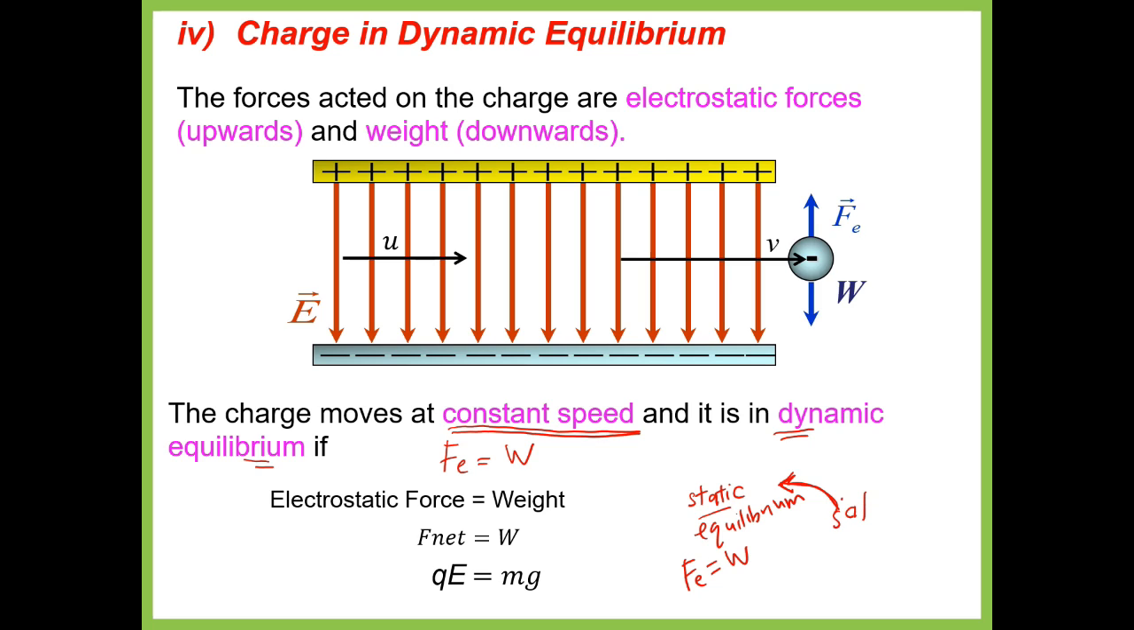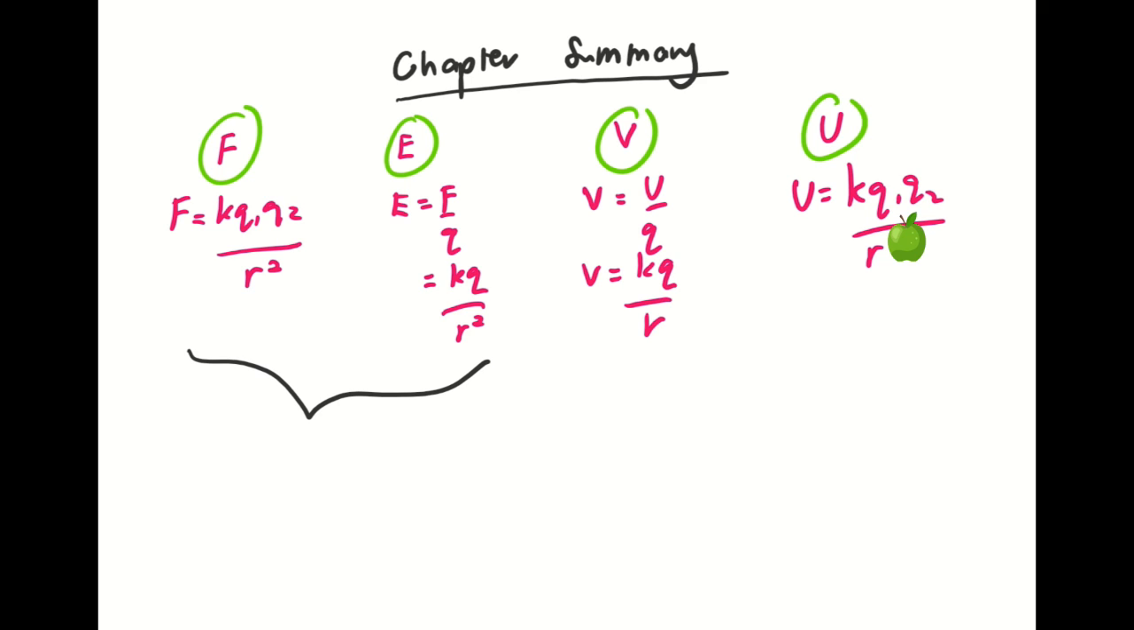It is stationary. Okay class, before we stop, last but not least, we do the chapter summary for the whole chapter. So quickly, for this chapter we have four basic quantities. We have electrostatic force, electric field, electric potential and electric potential energy. The first two quantities are vector quantities, so you have to consider the direction. You have to draw the direction for both quantities. And for calculation, you do not include the sign of charge.